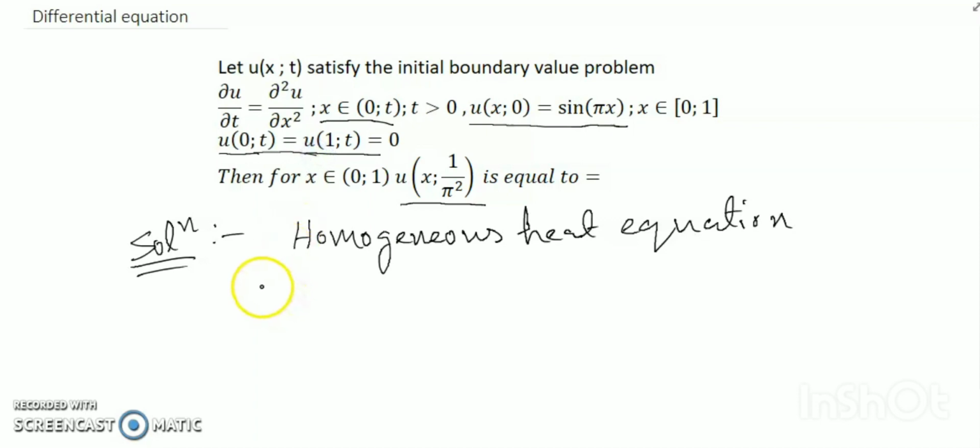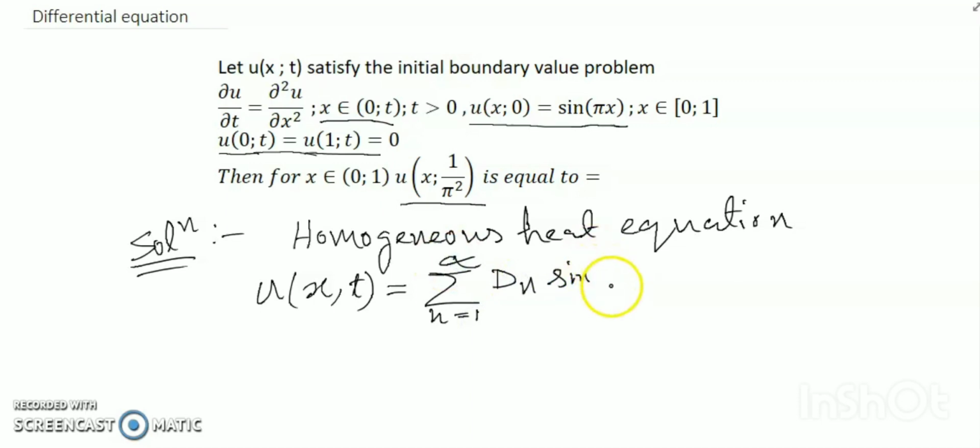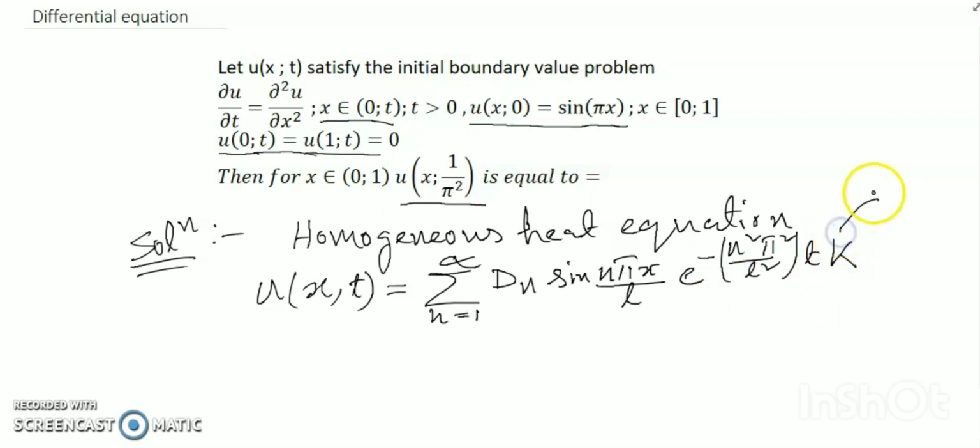So u(x,t), there are two types of equation, one is homogeneous and the other is non-homogeneous. You need to remember both. So u(x,t) equals summation over n of dn sine n pi x divided by L, e to the power minus n square pi square by L square into t. So this is my formula. And also k is multiplied, because in here k is equal to 1.